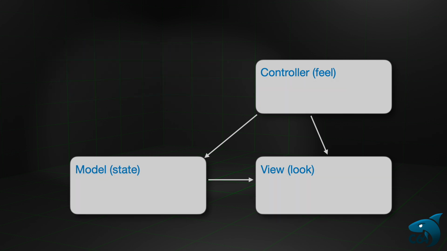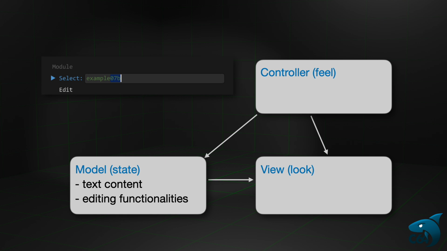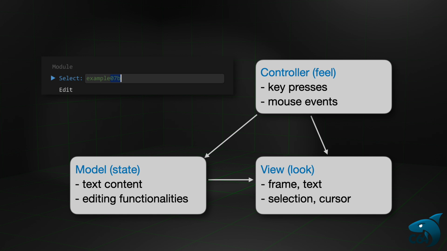As another example, let's have a look at a text field. Here the model contains not only the text content but also functionalities used in editing it. The view consists of visible parts that are used to draw the text. The controller then defines how the text field reacts to user input. It calls the model functions based on the user actions. As before, the changes in the model are shown to the user when the view components are redrawn.